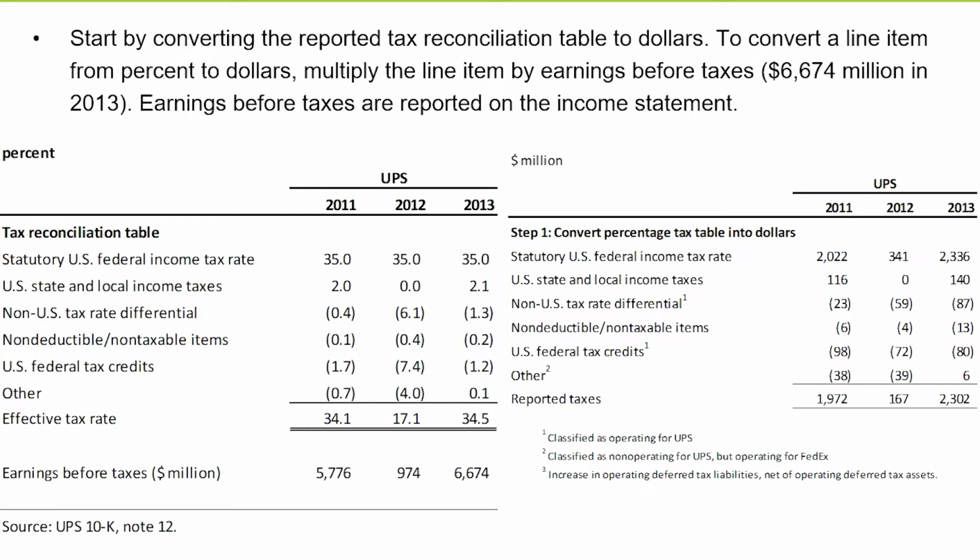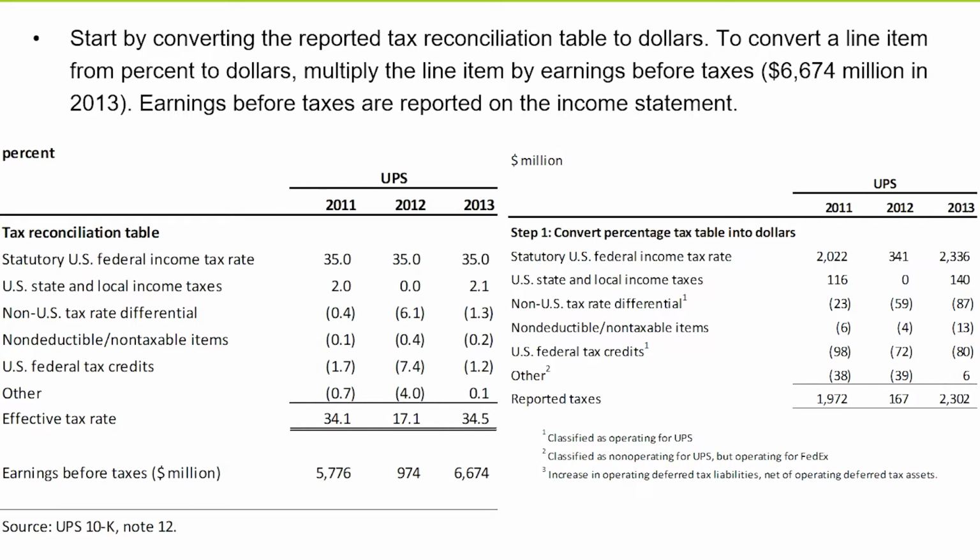Then they have some non-deductible, non-taxable income, so they're reducing their tax rate because of that. They have some federal tax credits. Like in 2012, they have a big federal tax credit, 7%, reducing their tax rate by 7% because of a credit. They've got other, which again, we'd have to go find out. But what that ends up with is they have an effective tax rate. And in 2011, their effective tax rate is about the federal statutory rate. It's 34% instead of 35%.